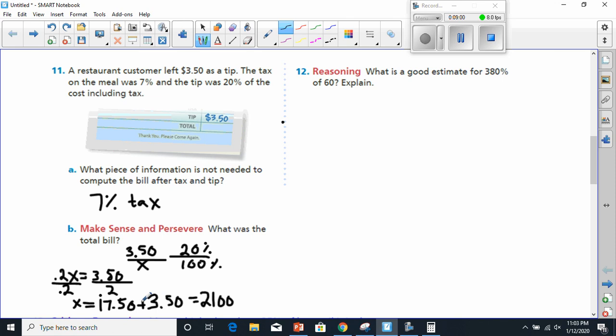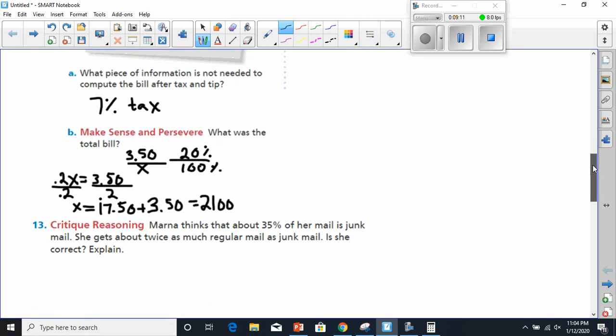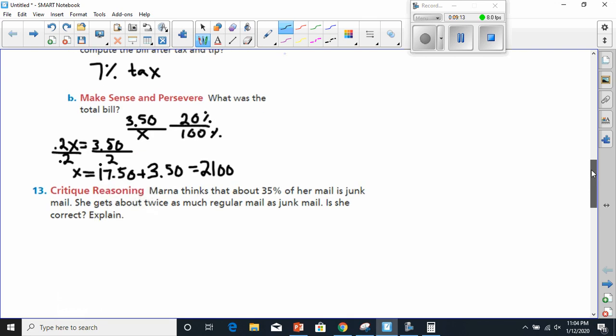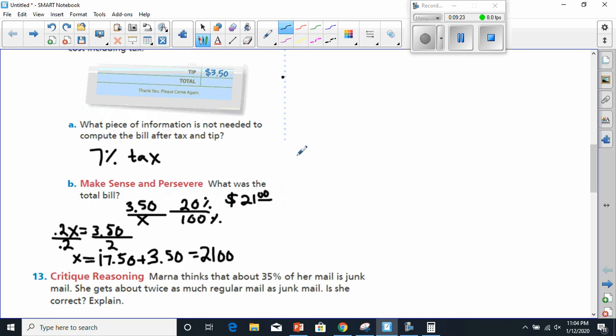Yep, 21 bucks. 17 plus 3 is 20, 50 and 50 is 1, 21. So that's number 11. And now we're going to move on to, let's see, I guess I should put over here $21 for the final answer. Now we're off to number 13.